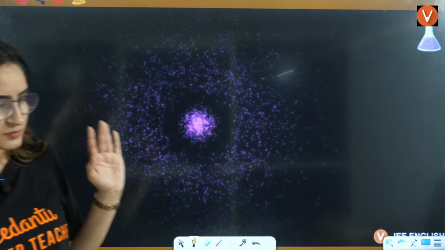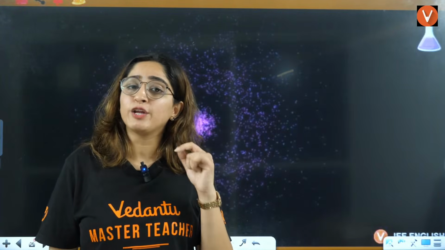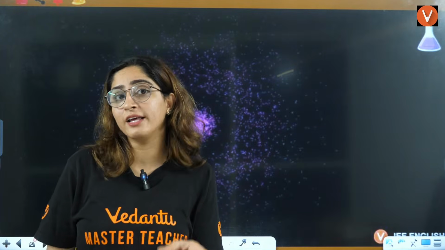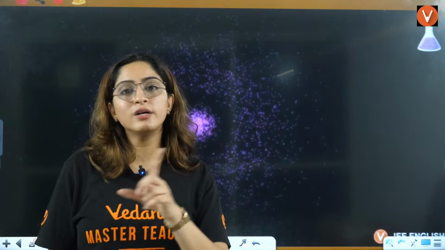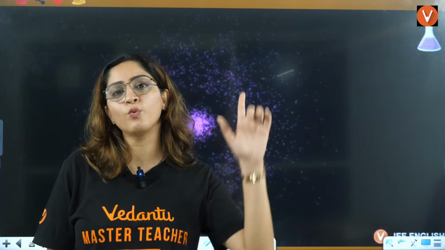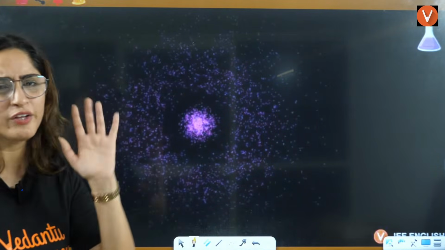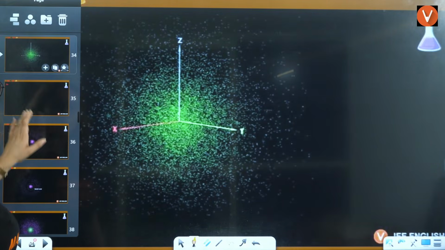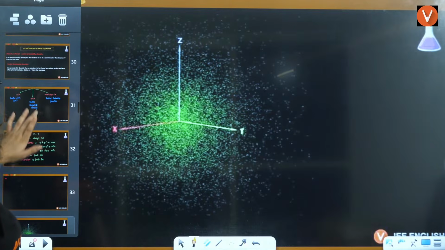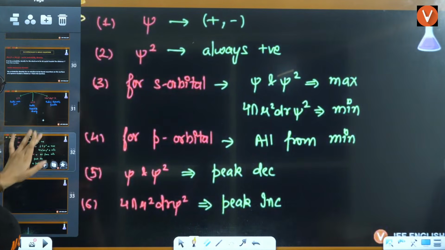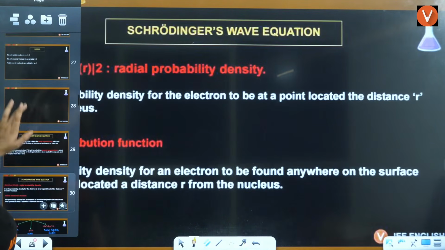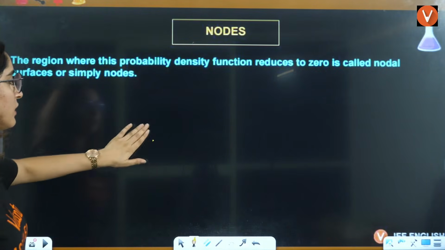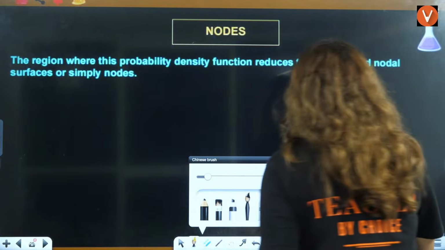When you draw the graphs and diagrams, we are going to discuss radial nodes. Angular nodes, we are not going to discuss; only the formula is in our syllabus. All these are the diagrams that we will discuss, and from these rules we will discuss the graphs also. Now let's understand the nodes.